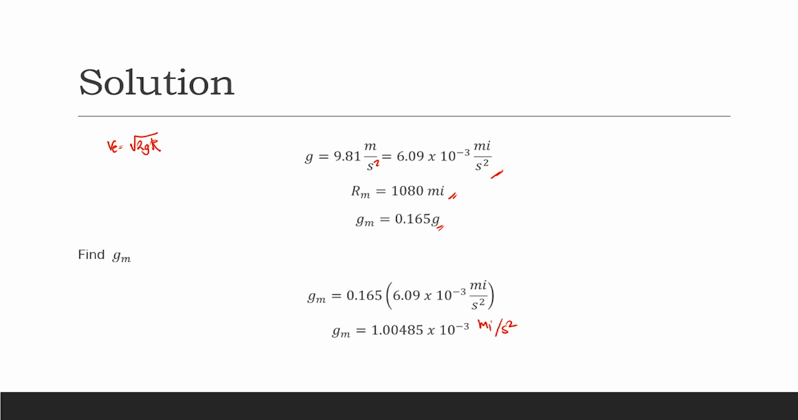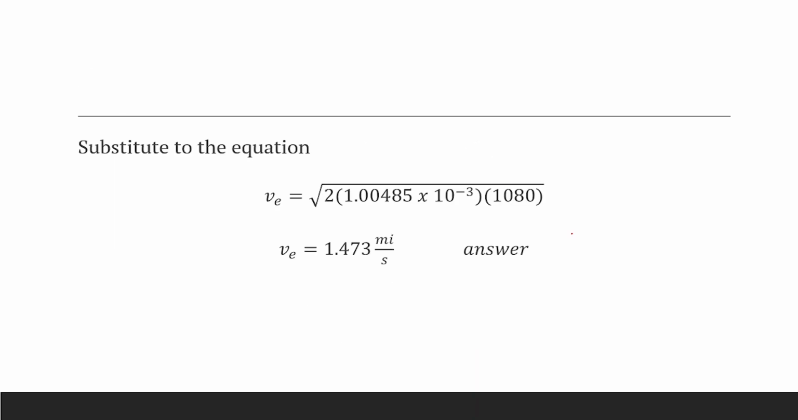So, pwede na natin ngayong hanapin yung escape velocity ng moon. Substituting it to the equation, we have VE is equal to the square root of 2 times G, which is 1.00485 times 10 to the negative 3, times RM, which is 1080. Pag ginawa natin yan, we will arrive at an escape velocity of 1.473 miles per second. So, this is our final answer.